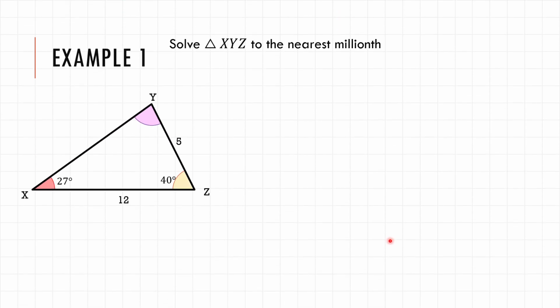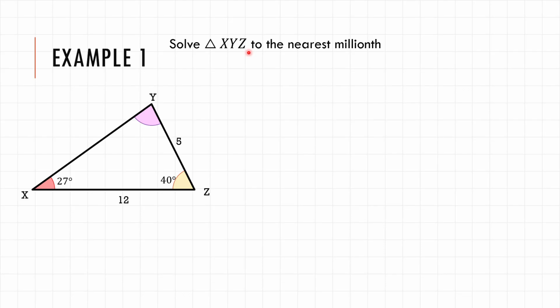Can we solve triangle XYZ to the nearest millionth? So the easiest way to solve a triangle, first of all, means to find all the angle measures and all the side lengths. So actually, I'll invite you to pause here and see if you can do this by yourself.